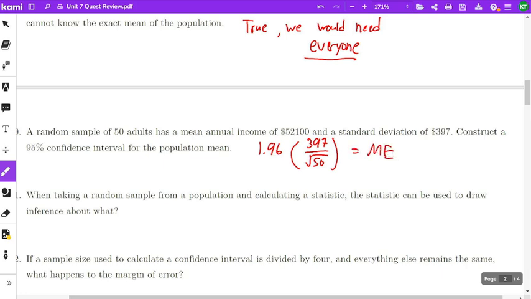Okay? Then we take our ME and we do 52100 plus and minus our margin of error, and that will give us our confidence interval. Again, calculate that on your own time. I'm just showing you how to set it up.